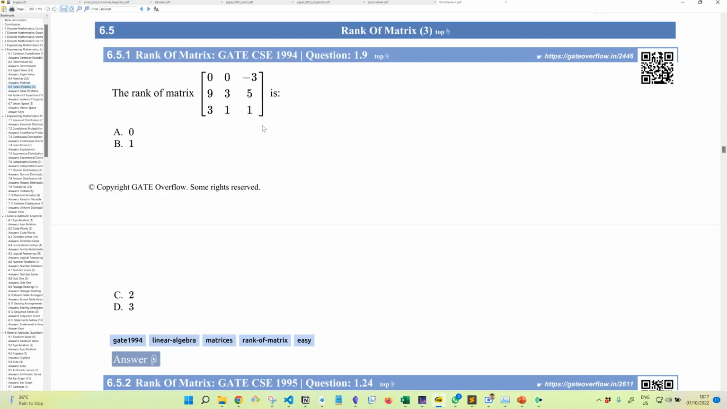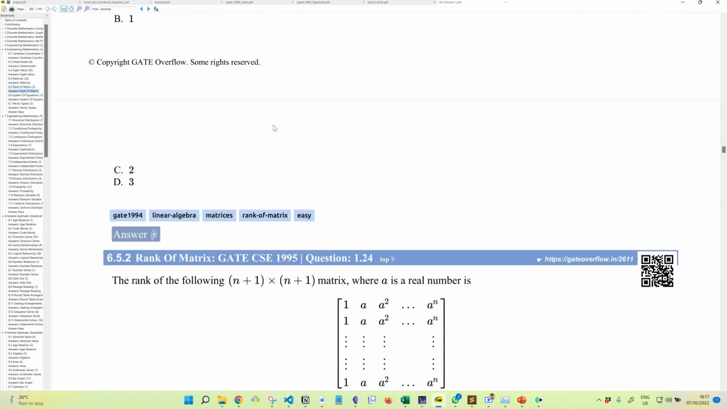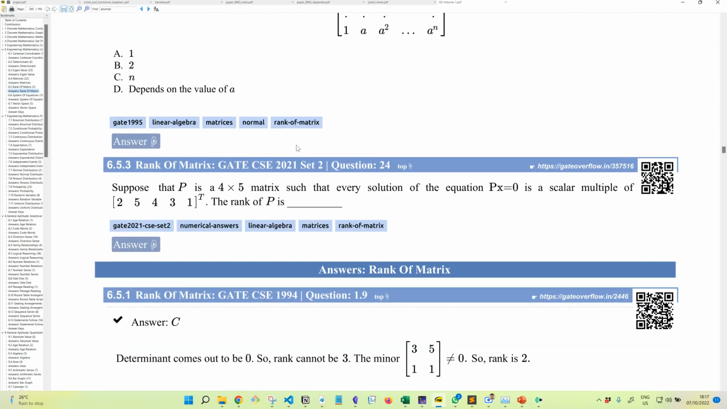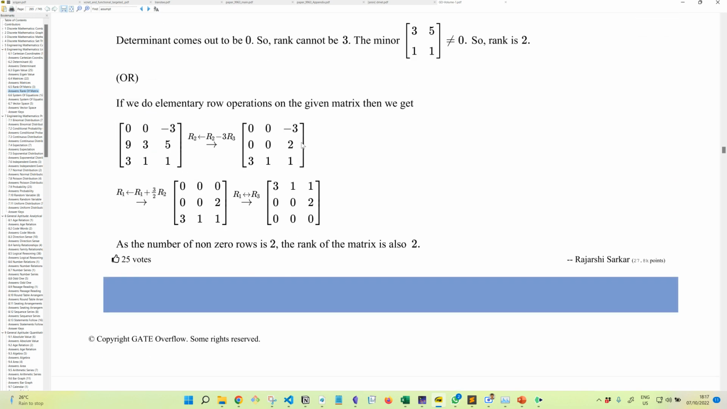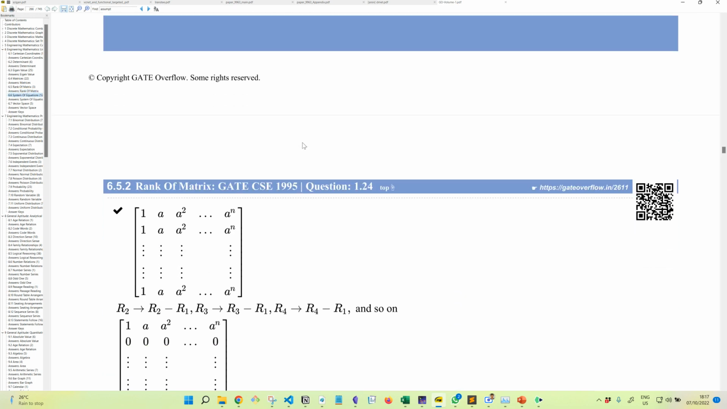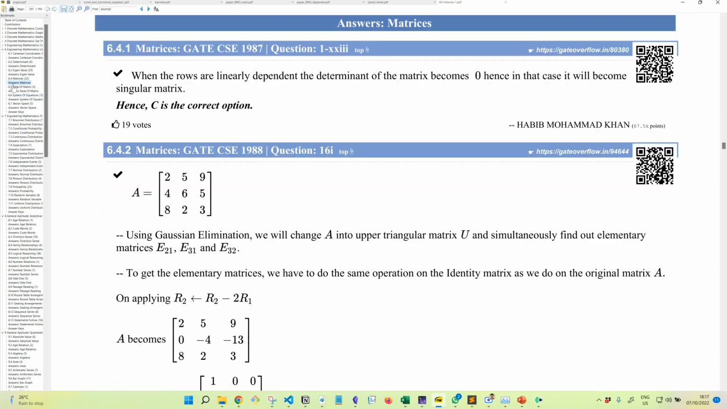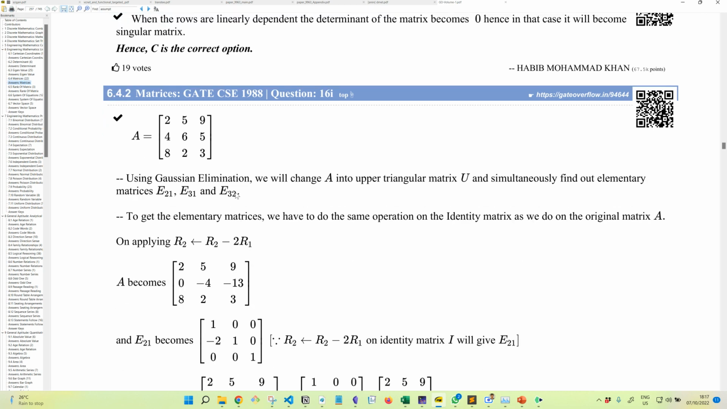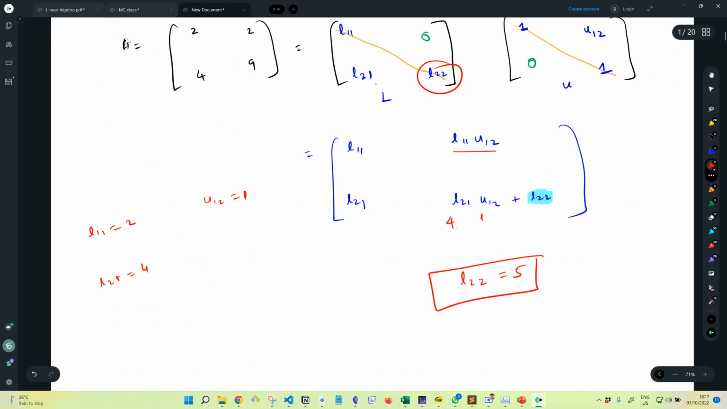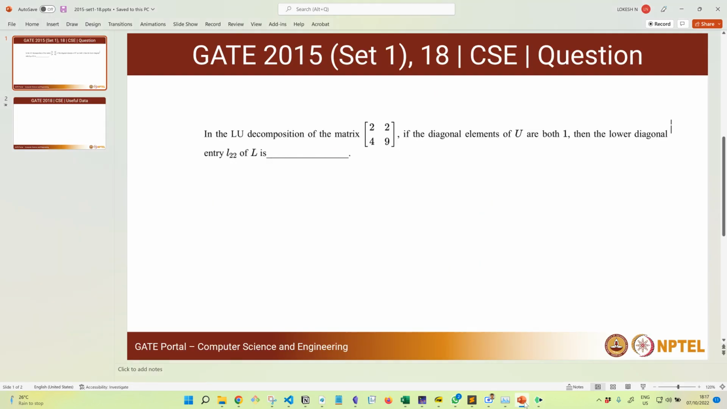So by the way, you know this book, right? The GATE Overflow book. If you don't know, and if you're preparing for GATE, this is a must-have resource, I would say. Which year question was this? This is GATE 2015.